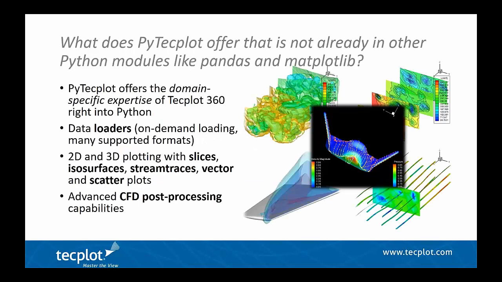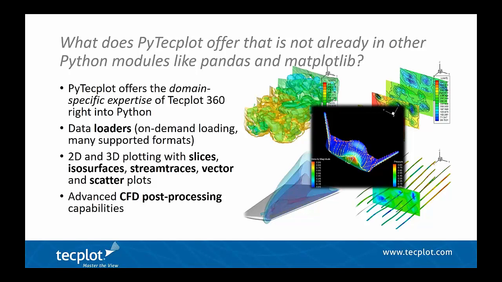All right, next question. What does PyTecplot offer that's not already in other Python modules like Pandas and Matplotlib? Well, PyTecplot does offer the domain-specific expertise that Tecplot 360 has. This includes all of the data loaders that we just discussed before, as well as 2D and 3D plotting with slices, isosurfaces, stream traces, and vector and scatter plots as well. And also, you have access to all of the CFD post-processing capabilities that Tecplot 360 offers.